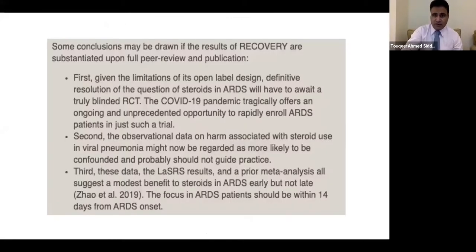So for now, it looks that the evidence is good, but it needs to be peer reviewed, and it should be replicable. So we'll know whether this result is replicated in other centers or not. So we'll know in coming days.